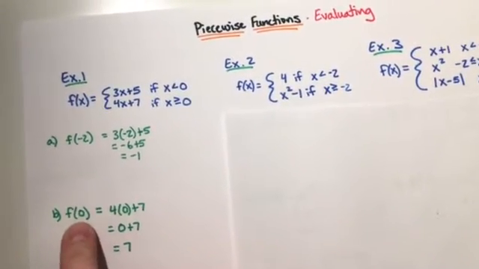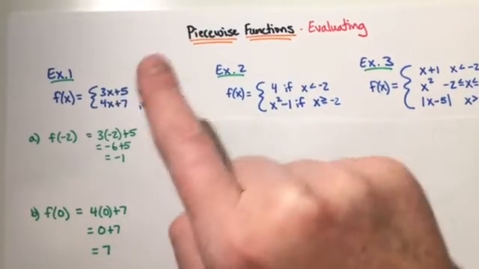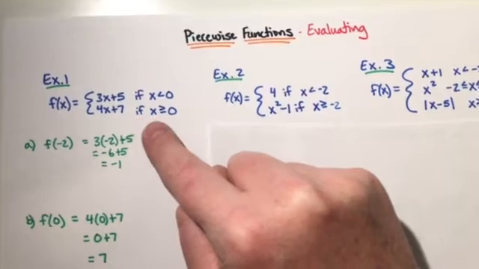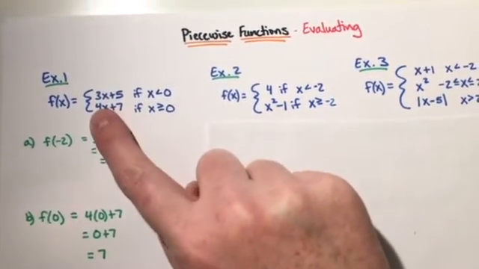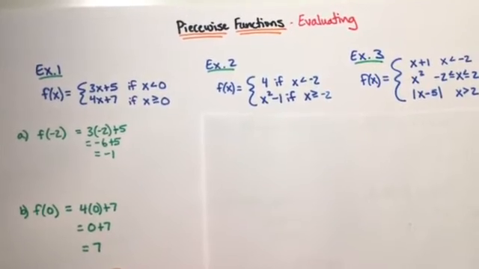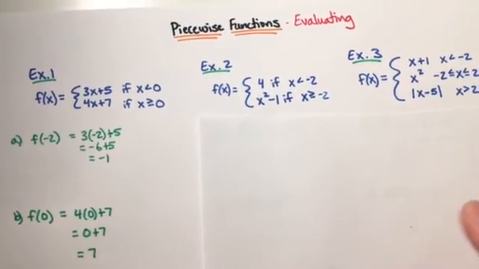To find f of 0, you do the same thing. You go to your domain and see where it would fit. So less than 0 would not be correct. It would be greater than or equal to 0. So we plug it in this piece. So 4 times 0 plus 7 would just give us 7 for f of 0.